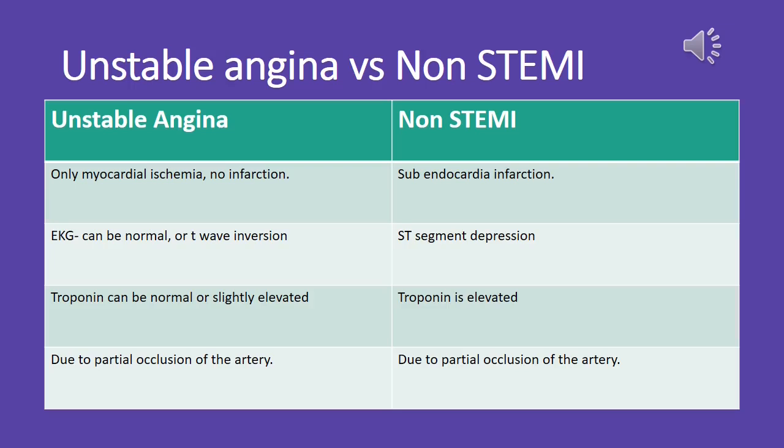But both of these conditions are due to partial occlusion of the artery, but in non-ST elevation MI, that occlusion is somewhat severe compared to unstable angina. But if you take ST elevation MI, that is due to the total occlusion of the artery.